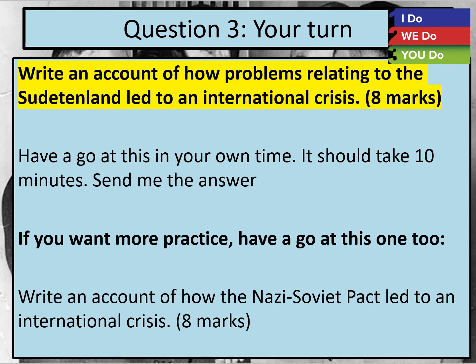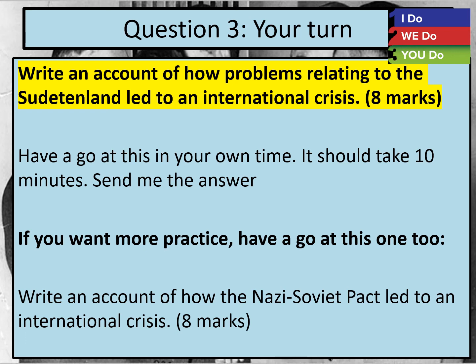Now, those of you who think, do you know what, I want a bit more of a challenge, because that's only a 10-minute question that you're being set today, you might want to have a look at this second question. Write an account of how the Nazi-Soviet pact led to an international crisis. And again, you're going to talk about the background first. You're going to talk about maybe the problems between Russia or the USSR and Germany.